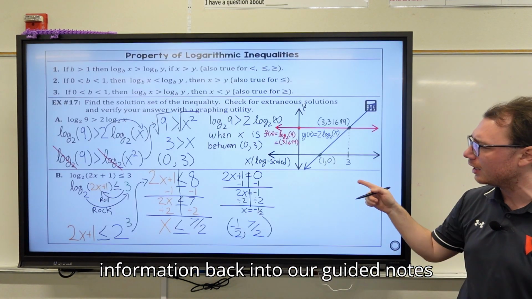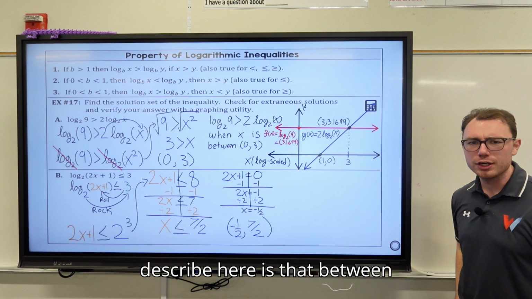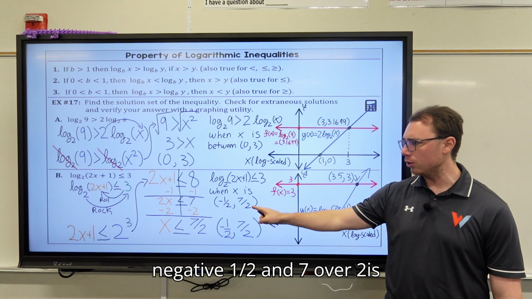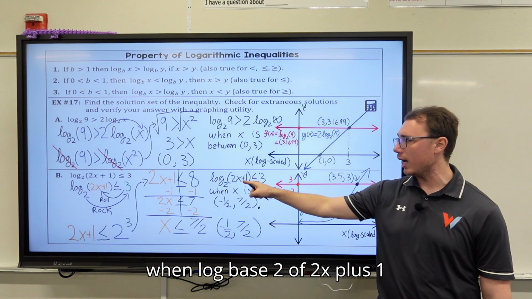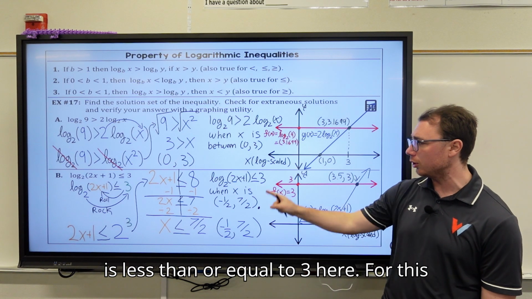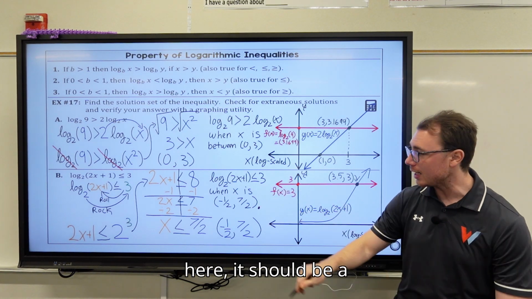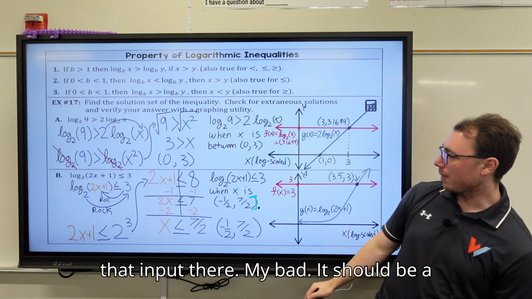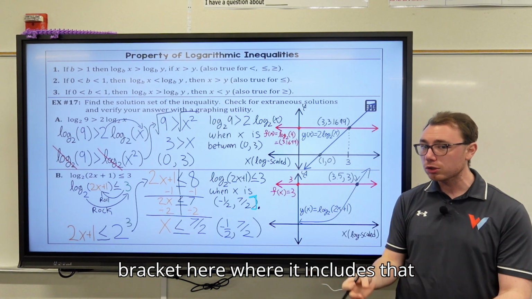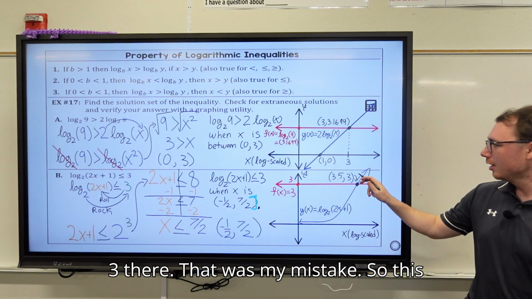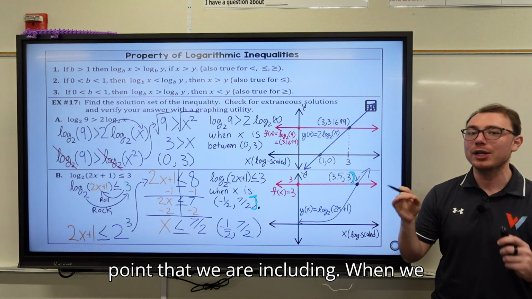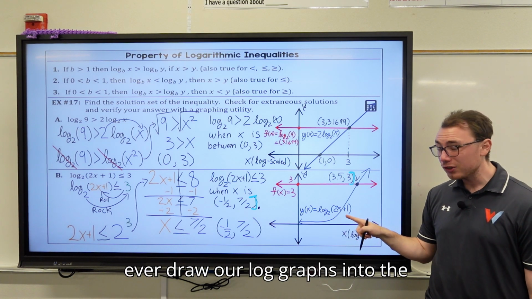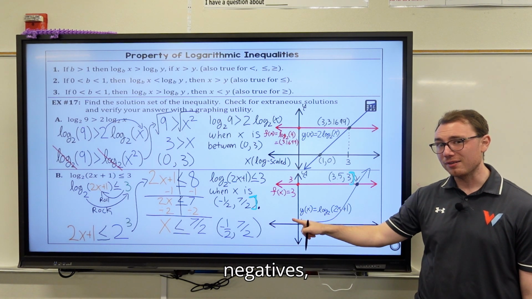When we bring that information back into our guided notes, what we're really trying to describe is that between -1/2 and 7 over 2 is when log base 2 of 2x plus 1 is less than or equal to 3. For this, it should be a bracket instead of a parenthesis for that input there. My bad. It should be a bracket where it includes that 3. That was my mistake. So this should include it because it's that point that we are including. When we draw this graph out, we really don't ever draw our log graphs into the negatives.